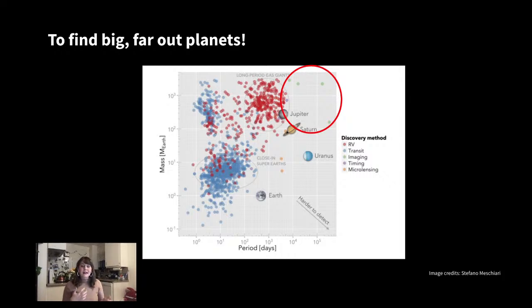So each technique has limitations of what the technology is sensitive to, and it turns out that imaging can look at these really far out from their star, really high mass planets, things like super Jupiters, so things that are bigger than Jupiter, and hopefully even down to things that are Jupiter size. So this is how we can investigate the outer solar system.